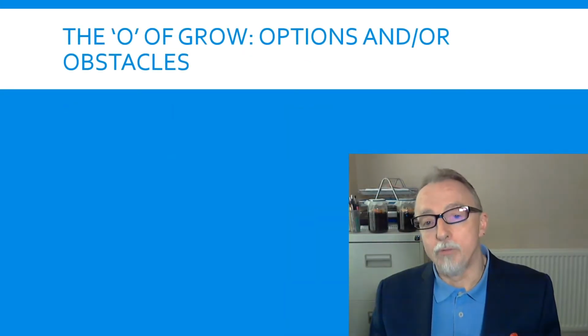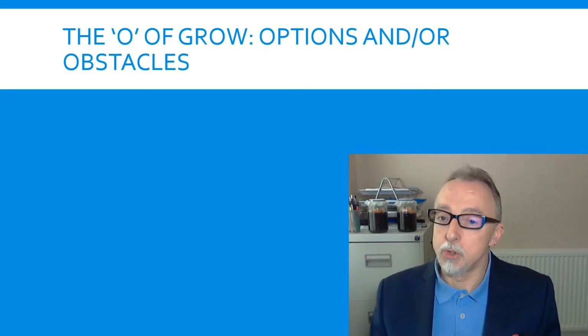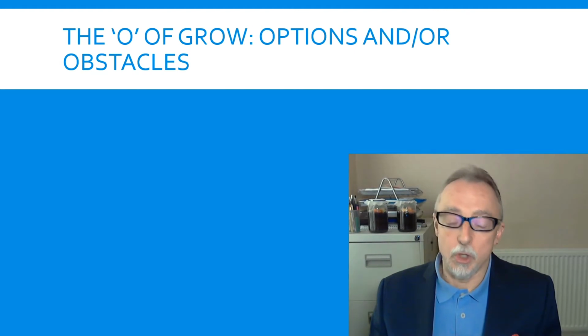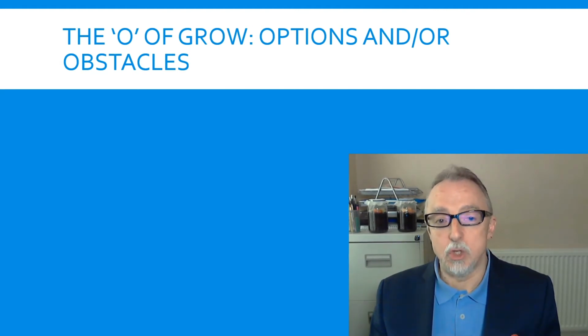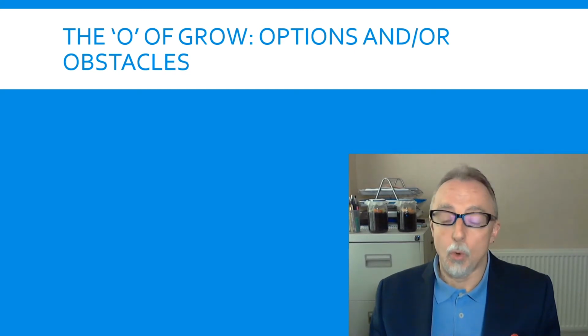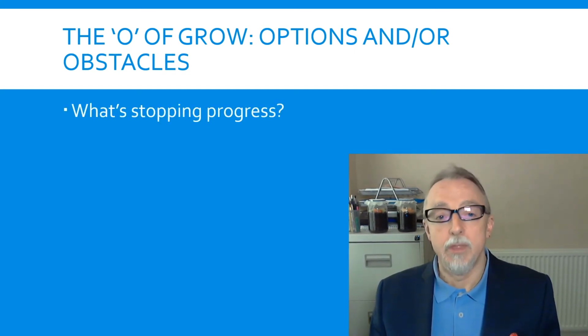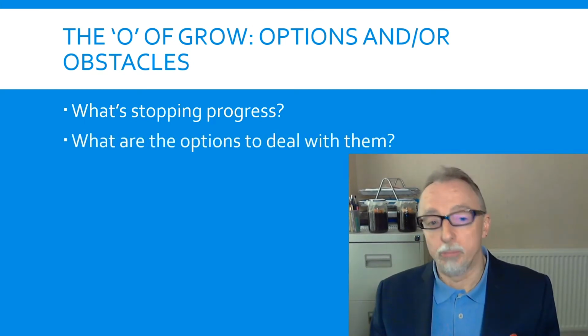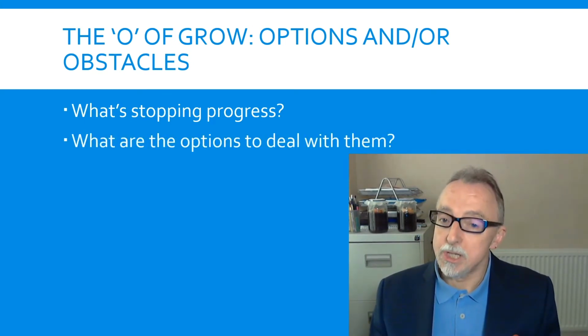Then the O of GROW, well, it will be either options or obstacles, or it could be both. In other words, you've looked at the reality of the stage you're at, and you're looking at the options to deal with the problems, or the obstacles or limitations that may prevent you making progress. In other words, what's stopping progress and what are the options to deal with them.